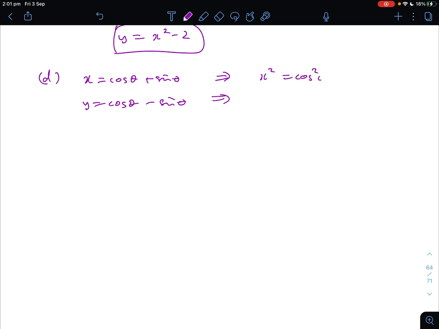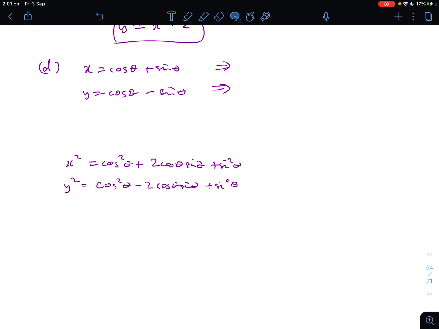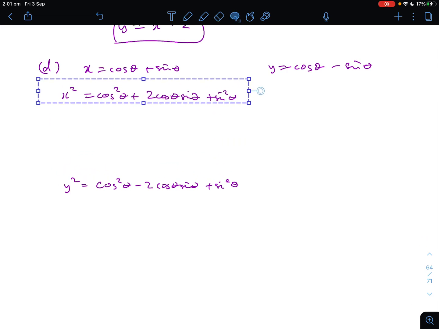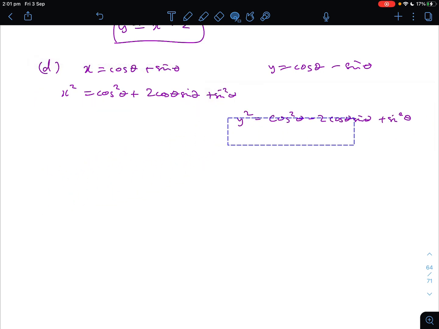x squared here equals cos squared theta plus 2 cos theta sine theta plus sine squared theta, and y squared equals cos squared theta minus 2 cos theta sine theta plus sine squared theta. And in both cases, maybe this is not the cleverest layout for this question. It might be cleverer to do it like this. If x is that, then x squared is that, and y squared is that.